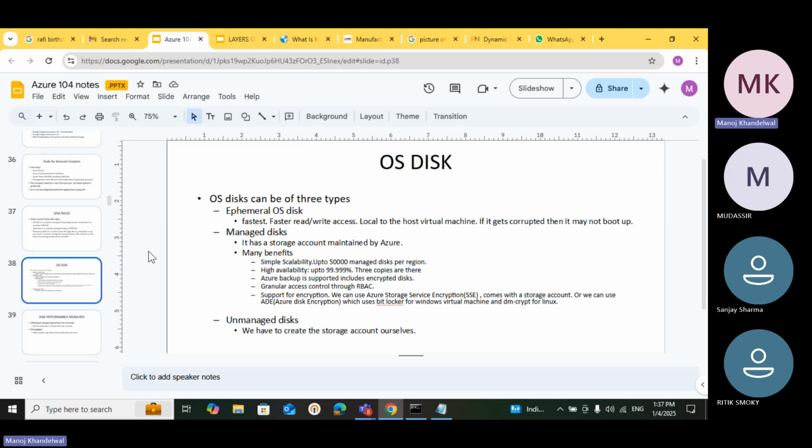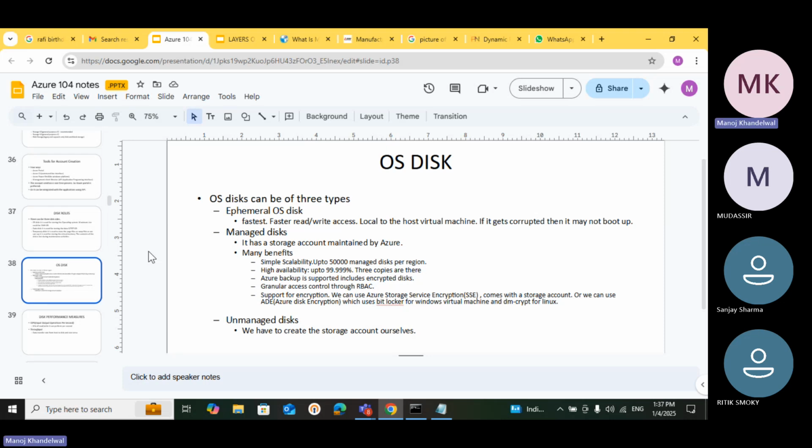But we don't choose it because it's not reliable, because if it fails, it's gone, right? So by default, nowadays when you create a virtual machine, it creates managed disks automatically. That option is selected only. Azure is going to manage those disks. It will create a copy also. It's more reliable, you can encrypt it, you can do a lot of things with that. We can increase also.